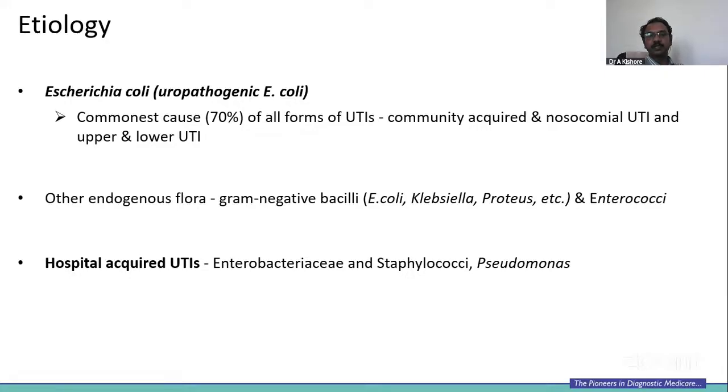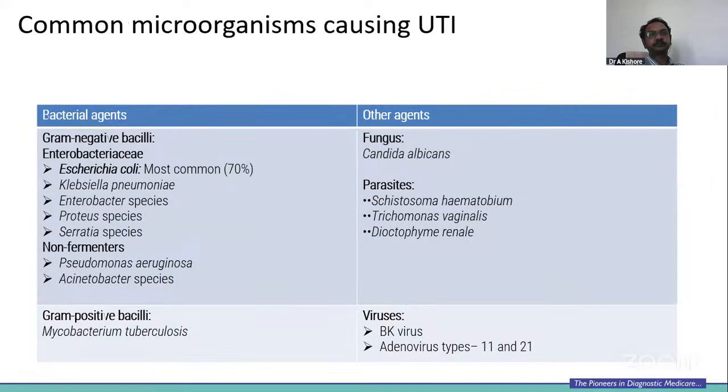Apart from that, certain gram-positive bacteria like Staphylococci, and certain non-lactose fermenting bacteria like Pseudomonas and Acinetobacter, can also cause urinary tract infection as a part of hospital-acquired infection. So in total, if you tabulate and see, there are various bacterial agents that can cause it, and even fungal, parasitic agents, and even viruses can cause urinary tract infections.